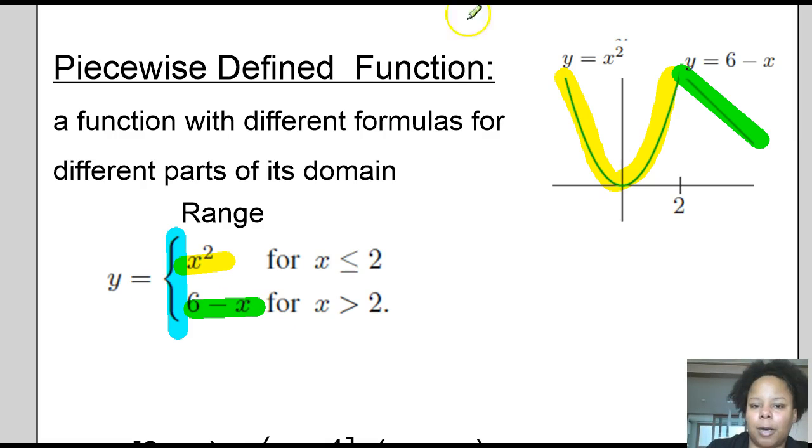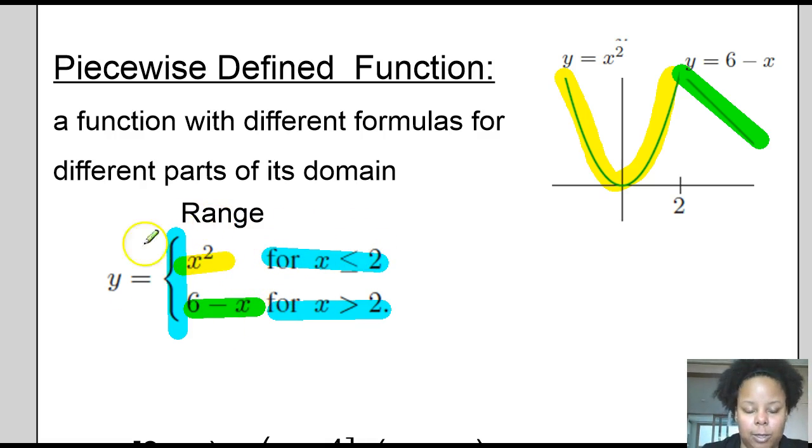But the important part in a piecewise function is defining for which parts of the domain we are going to use each formula. So as we can see here, we use the quadratic formula all the way up until x is equal to 2, and then we use the linear part from 2 on. And this is why it's very important when you write piecewise functions. It's not enough to just have the formula. You have to identify when you're going to use the formula.